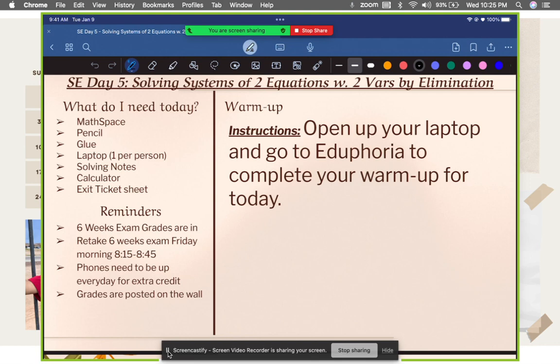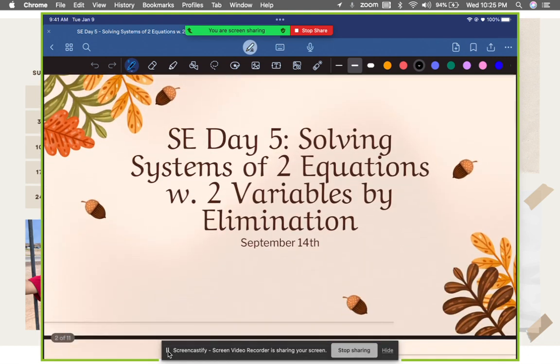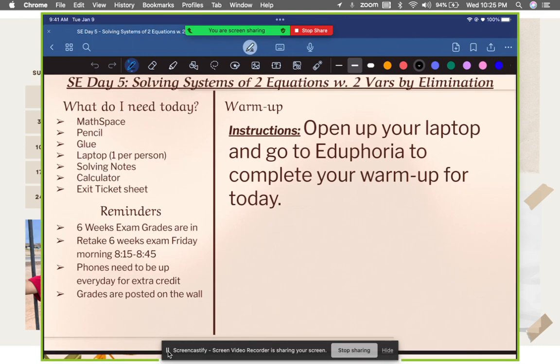So if you feel like I'm going too fast, you can pause the video, write things down, process them, rewind if you need to, okay? So we're going to go through everything. We're going to go through quite a few problems. Your warm-up is in Euphoria, so please complete the warm-up before you actually move on for this next part, okay?